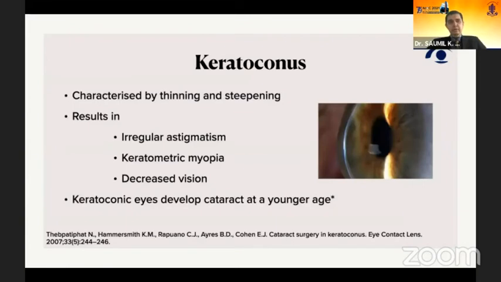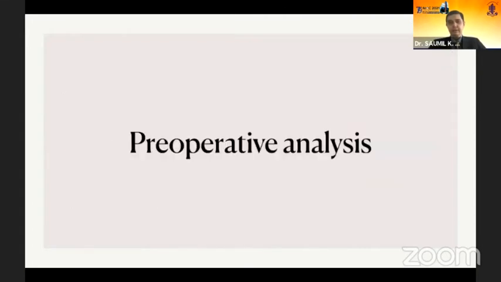Talking about keratoconus, it's characterized by thinning and steepening. That results in irregular astigmatism, keratometric myopia, and decreased vision. Also, it has been found that keratoconic eyes develop cataract at a younger age. Even a slight amount of cataract has a magnified effect in these irregular corneas. They have a lot of aberrations due to the lens-induced opacity. So we should be aiming to correct the cataract earlier as well.